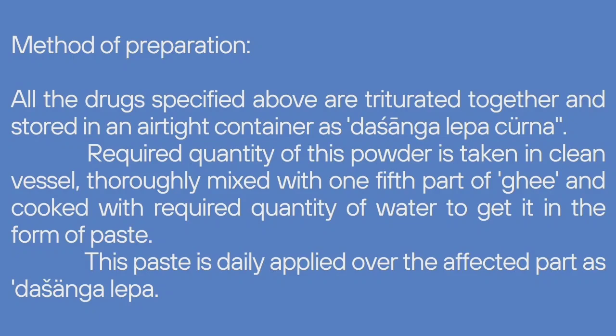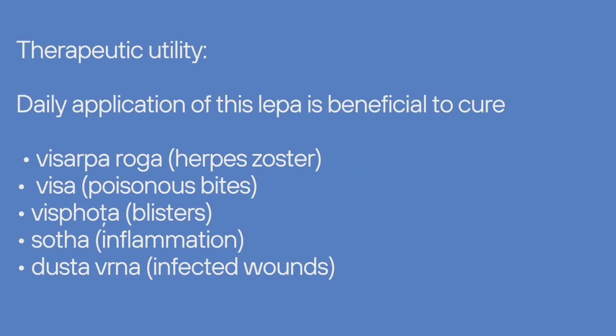This is the Dashanga Lepa Churna. The required quantity of this powder is taken in a clean vessel, thoroughly mixed with 1/5 part of ghee and cooked with the required quantity of water to get it in the form of paste. This paste is applied over the affected part as Dashanga Lepa. Therapeutic utility: daily application of this lepa is beneficial to cure Visarpa Roga, Visha, Visphota, Shotha, Dushtavrana.